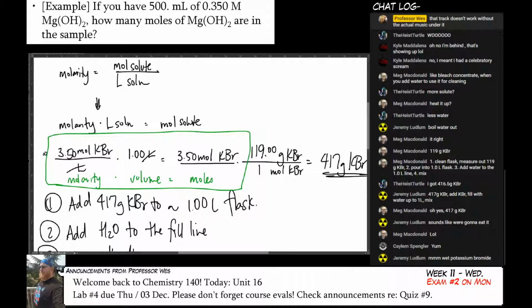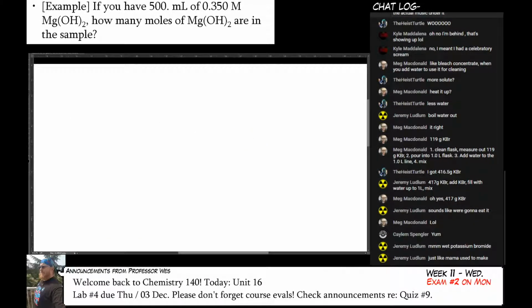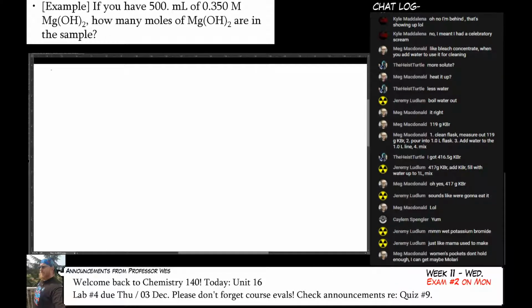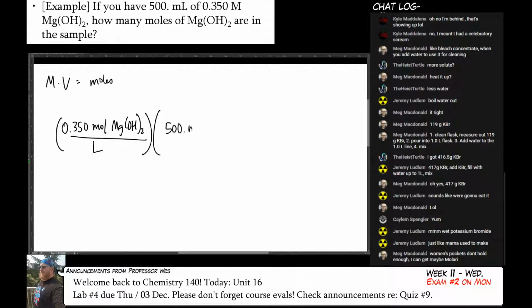All right. So let's do a volume that is not 1 liter. In fact, we have a volume that isn't even in liters this time. We have 500 milliliters. So let me clear the screen. Yeah, my favorite, wet potassium bromide. All right, so what do we got here? So we know that molarity times volume equals moles. Now I can just start abbreviating these things with what they are, right? So let's write this all out using what's on the screen here. So I have 0.350 moles of, what is this? Magnesium hydroxide per liter. That's my molarity. And I have 500 milliliters of solution.